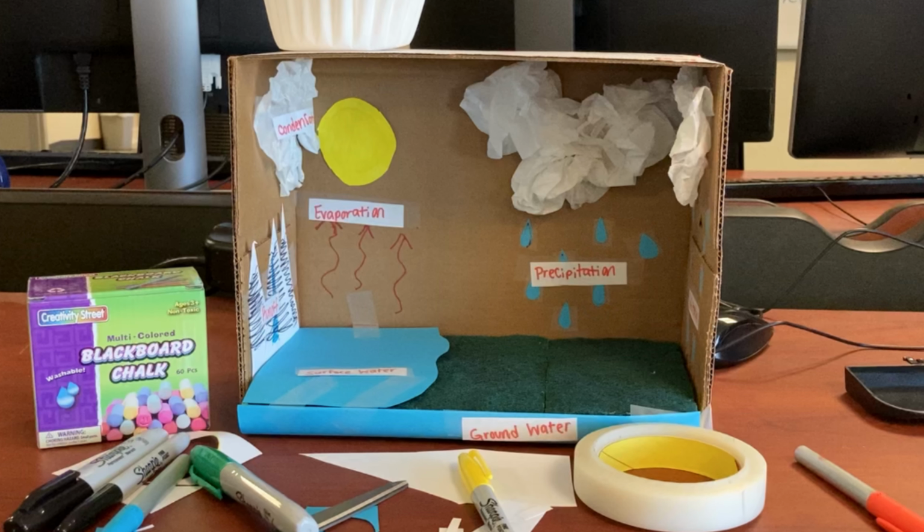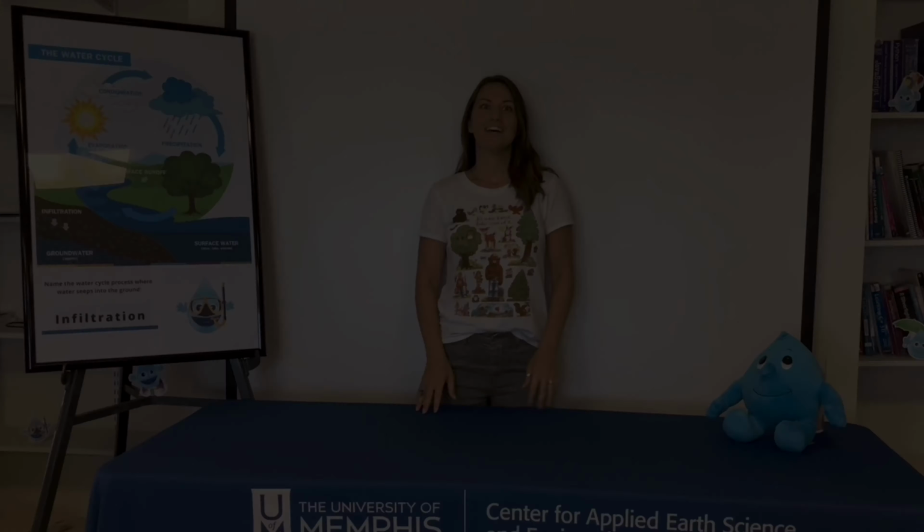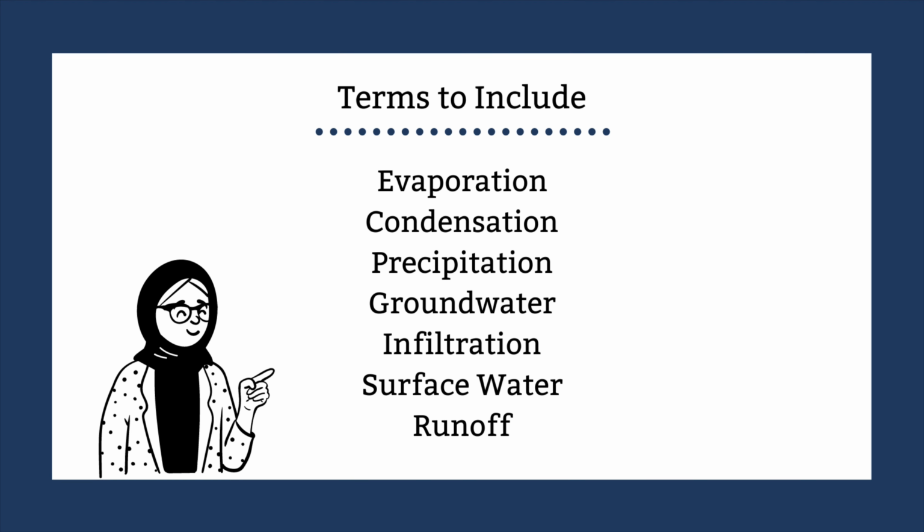So we are going to build a model of the water cycle using things you can just find around the house. Now, what's the first step you need to take when doing a new project? You've got to make a plan, of course. Let's make sure that you've included everything on this list.